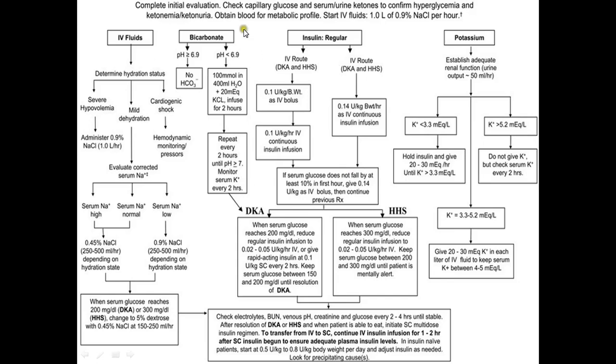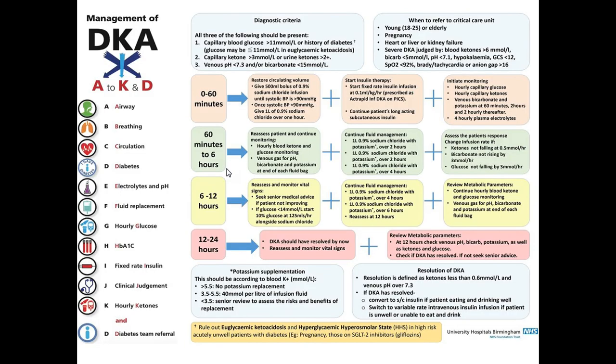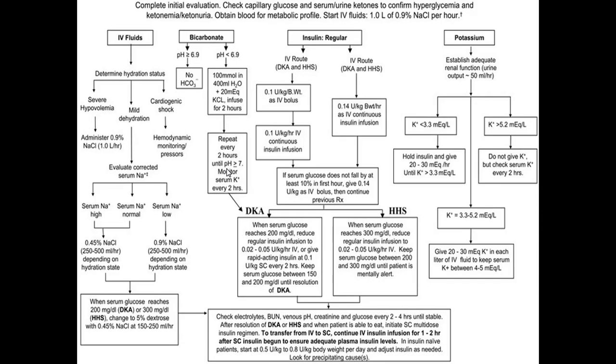But the Americans say that if pH is more than 6.9, you don't need to give bicarb. But if it is less than 6.9, then you can give bicarb to these patients along with the potassium chloride over 2 hours, and repeat every 2 hours until the pH is more than 7. So there is a controversy. What is coming from the UK is that by giving bicarb, there are chances of putting patients into cerebral edema and causing pulmonary edema, while the Americans think that it is okay.